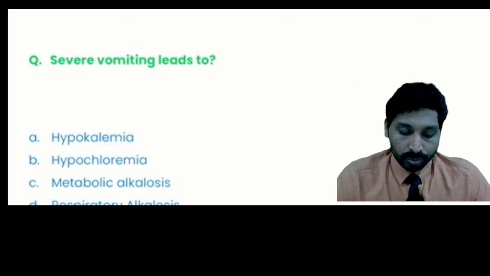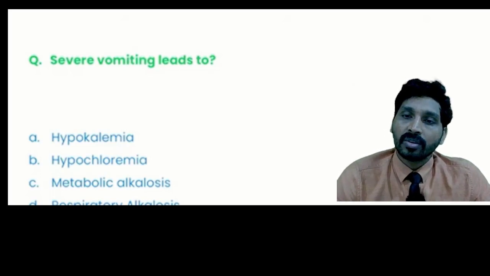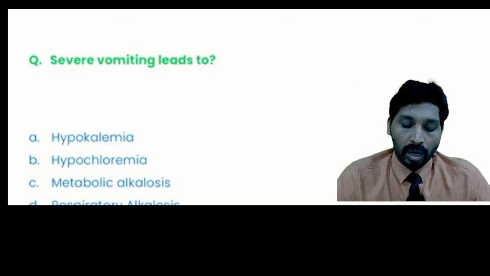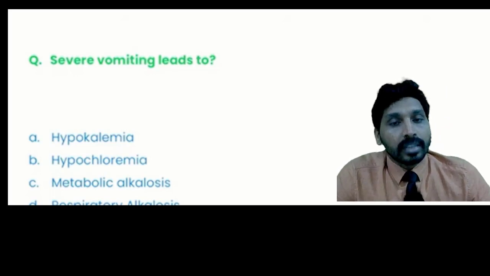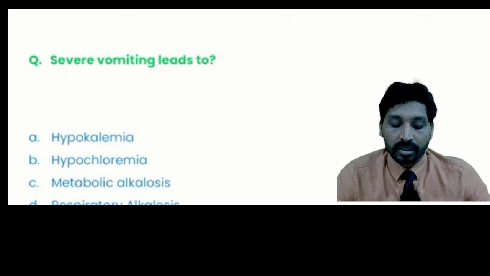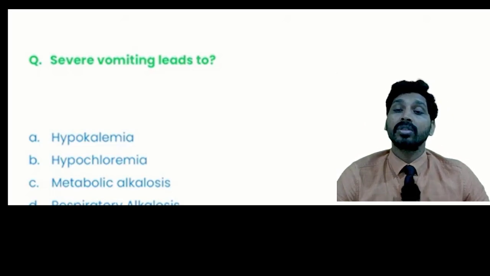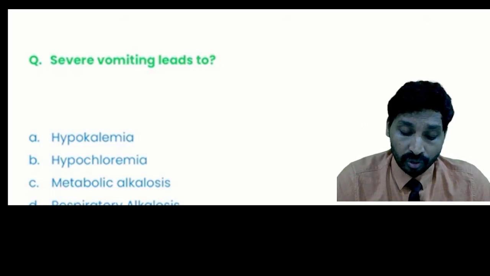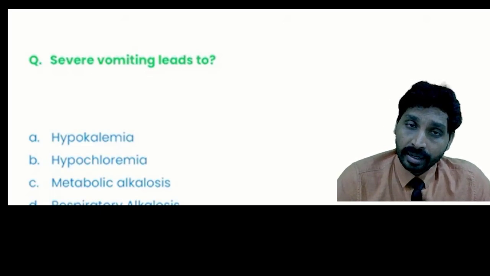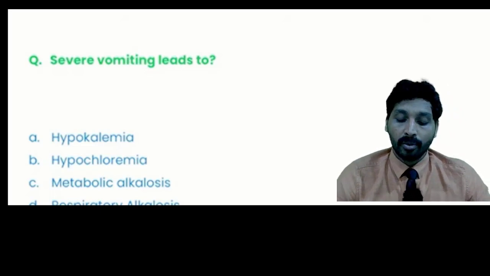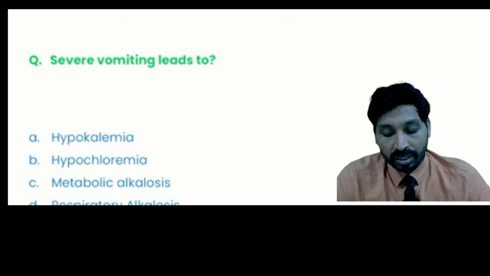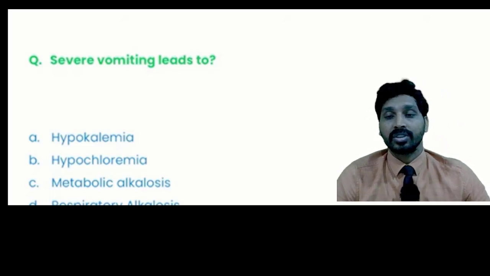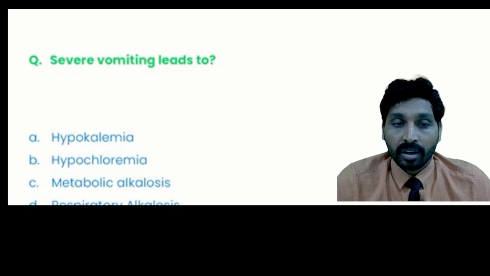And again, it is all because of what? Hypochloremia leads to dehydration, and in dehydration there is a decrease in arterial renal pressure, which leads to secondary hyperaldosteronism. So what does the secondary hyperaldosteronism do? Sodium reabsorption will be there, and potassium excretion will be more along with the hydrogen excretion. So it leads to metabolic alkalosis.